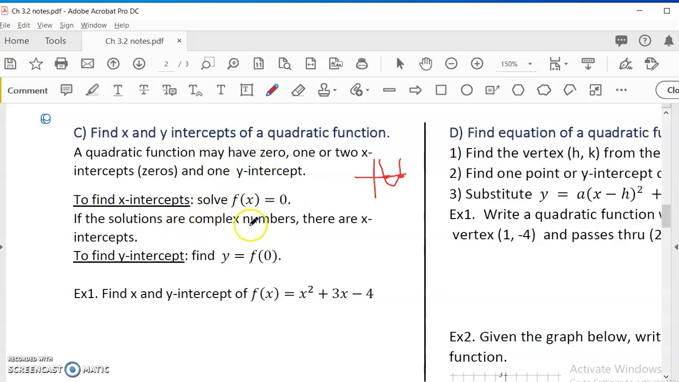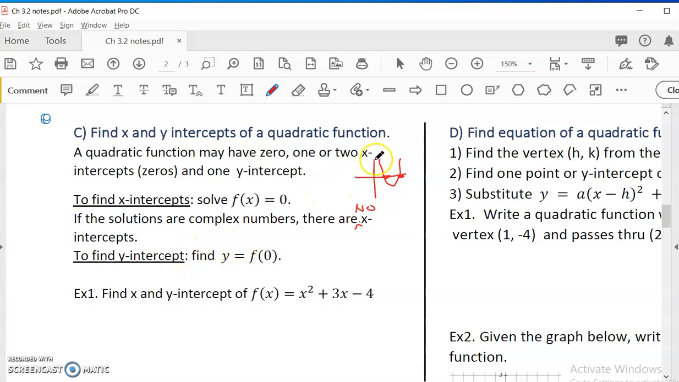When you solve it, because it's a quadratic function, if you have a complex number as the answer, then there's no x-intercept, because you can't graph a complex number on this x number line, right? And if you only have one solution, that means you will have one intersection, and if you have two, then it would be something like that, or opposite, facing down.